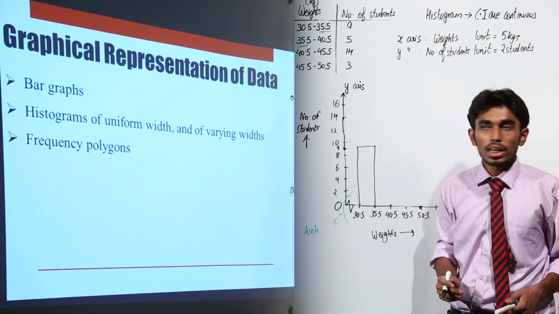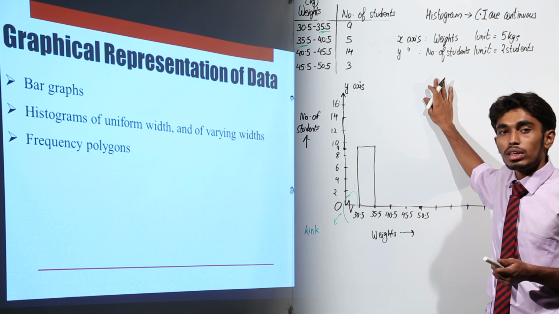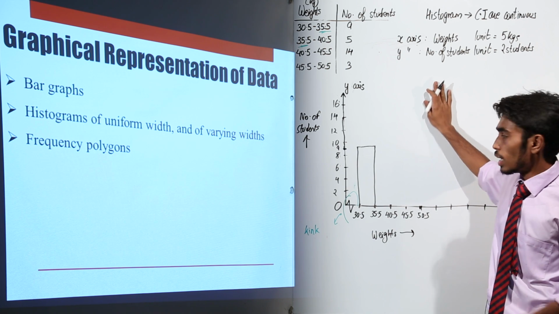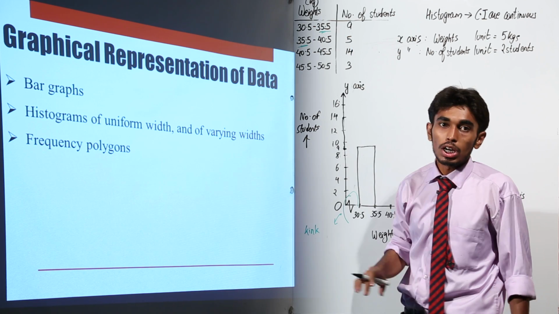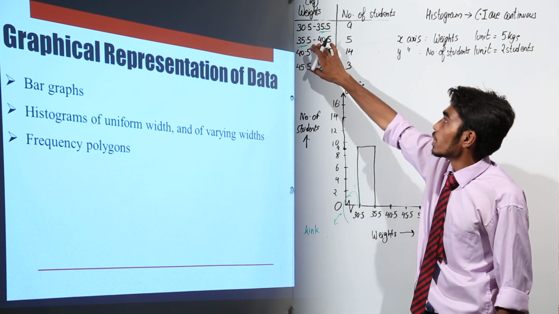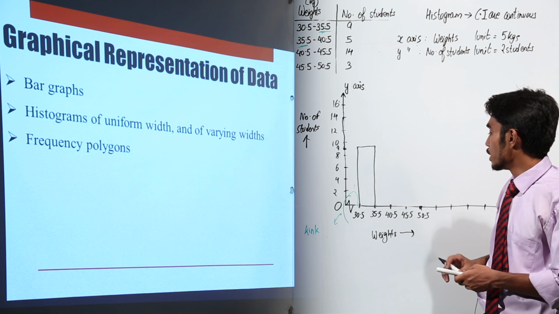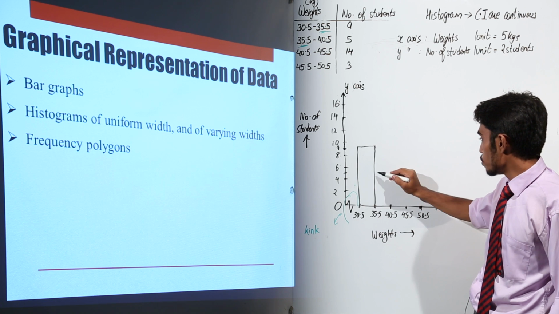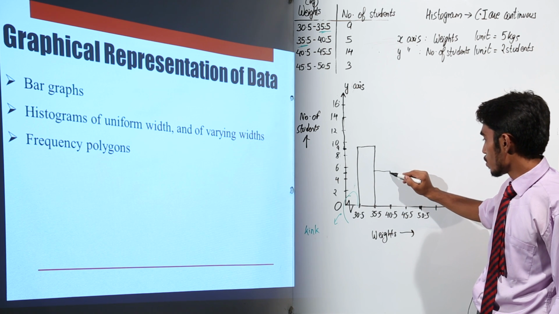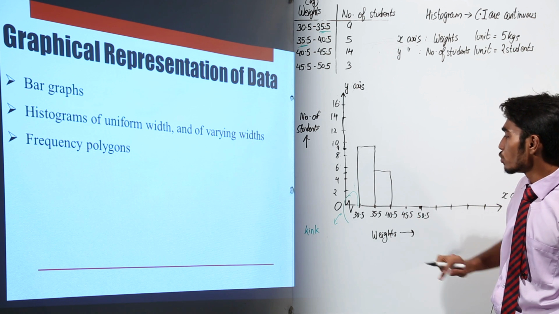The procedure to make a histogram, it is similar to that of a bar graph, right? The only difference you'll be seeing is that here the rectangles, they will be continuous to each other, as the class intervals, they were continuous. So the next class interval is 35.5 to 40.5, right? So we have 5 students in that class interval. So 5 lies somewhere here. So that will be, right, this corresponds to the class interval 35.5 to 40.5.